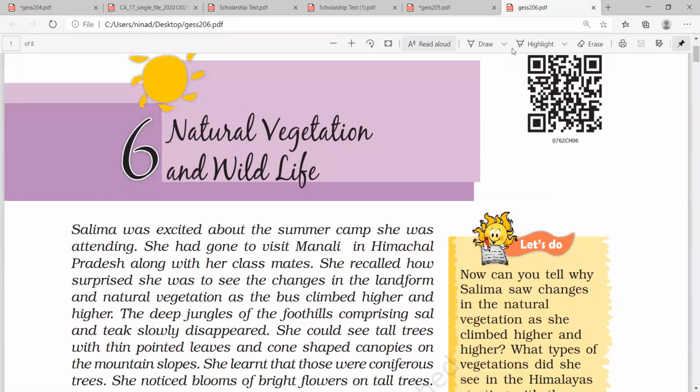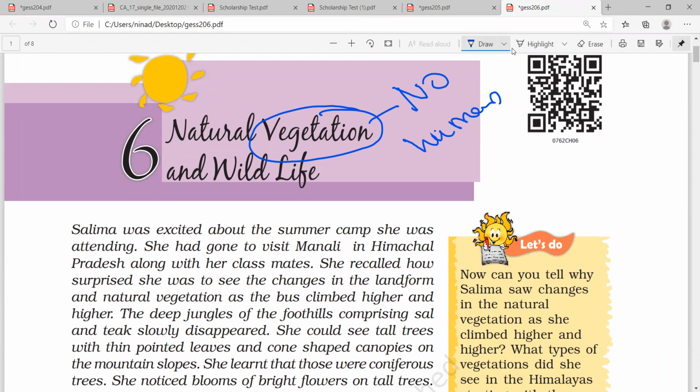Natural vegetation means vegetation which is naturally found. That means there is no human interference. It is naturally found. Wildlife is also something which is naturally found.